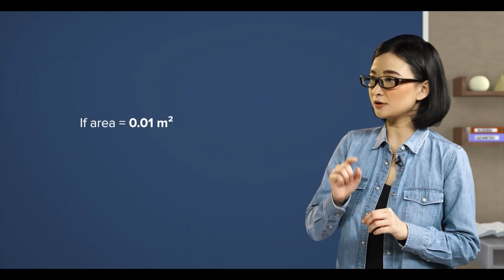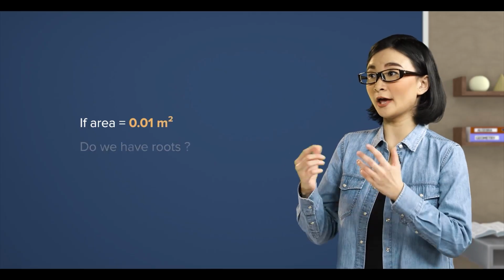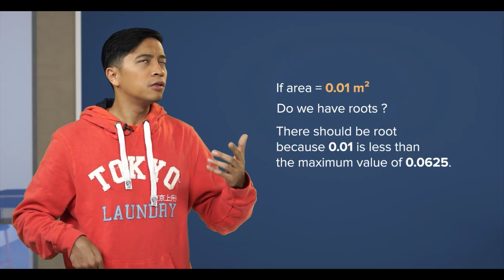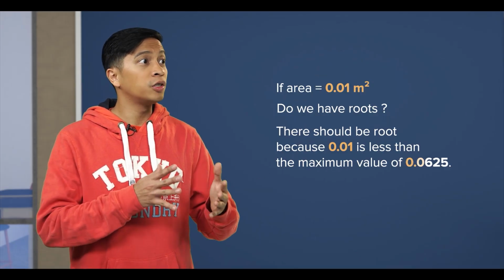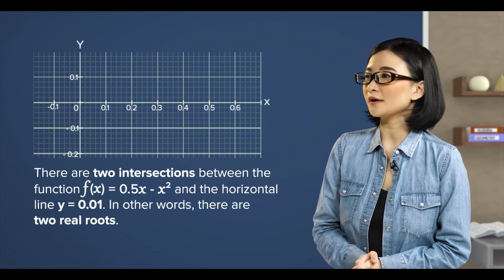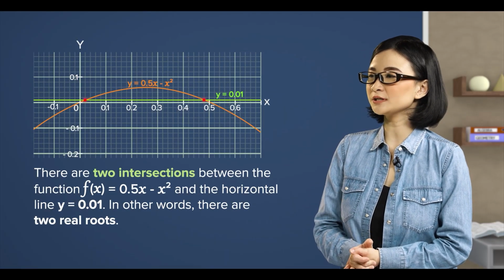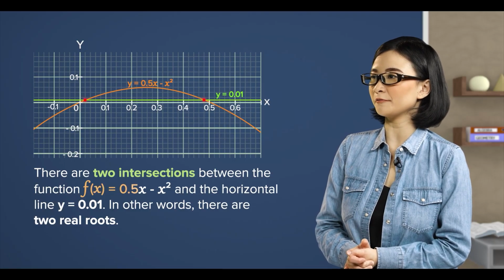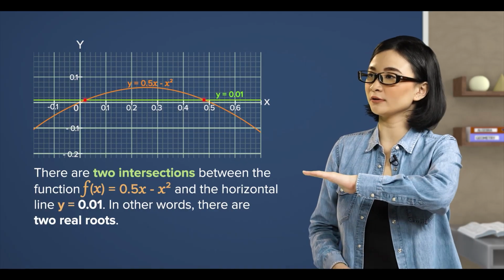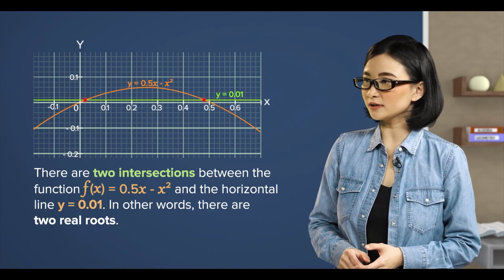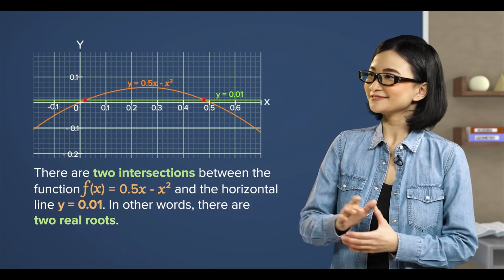Correct. Alright, what if we now want the area to be 0.01 meters square? Do we have roots? There should be, because 0.01 is less than the maximum value of 0.0625 that we just calculated. Correct. As we can see, there are two intersections between the function f of x equals 0.5x minus x squared and the horizontal line y equals 0.01. In other words, there are two real roots. Yay! I was right! Well done!